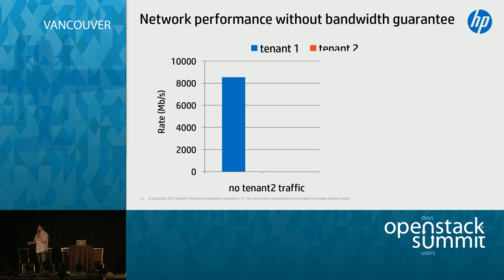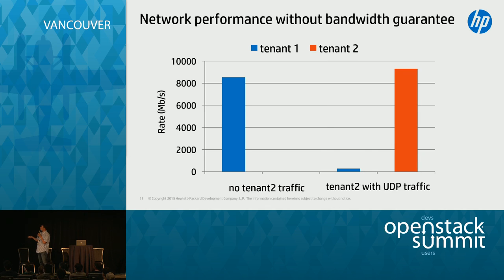Okay, if there is no traffic in the red tenant here, in the blue tenant we can get more than 8 Gbps as maximum throughput. But if we have some traffic in the red tenant, that's UDP traffic, it consumes all of the bandwidth, because TCP suffers from this UDP traffic, so we cannot guarantee the bandwidth for this blue tenant. Okay. If we don't have any mechanism for bandwidth guarantee, we cannot provide this in OpenStack.